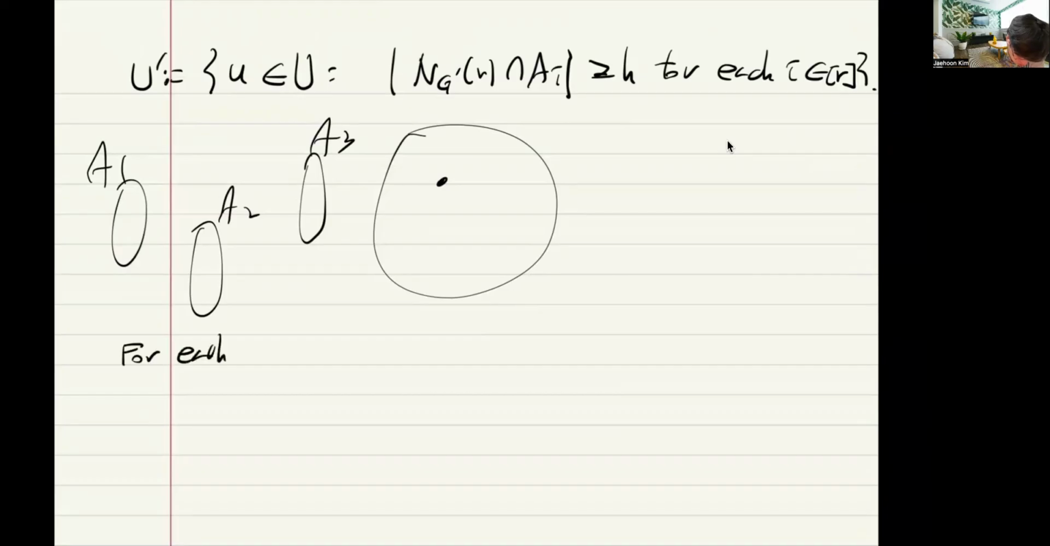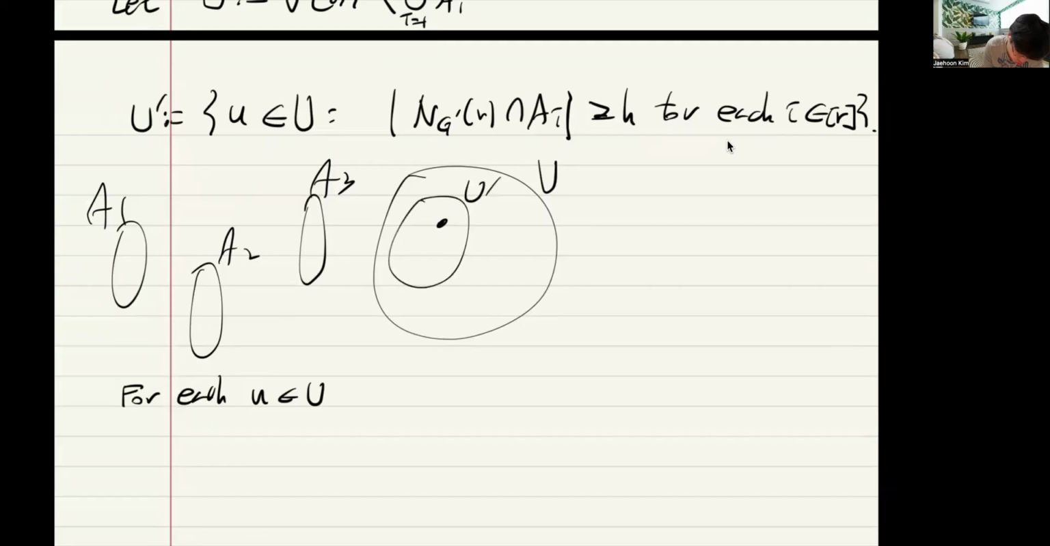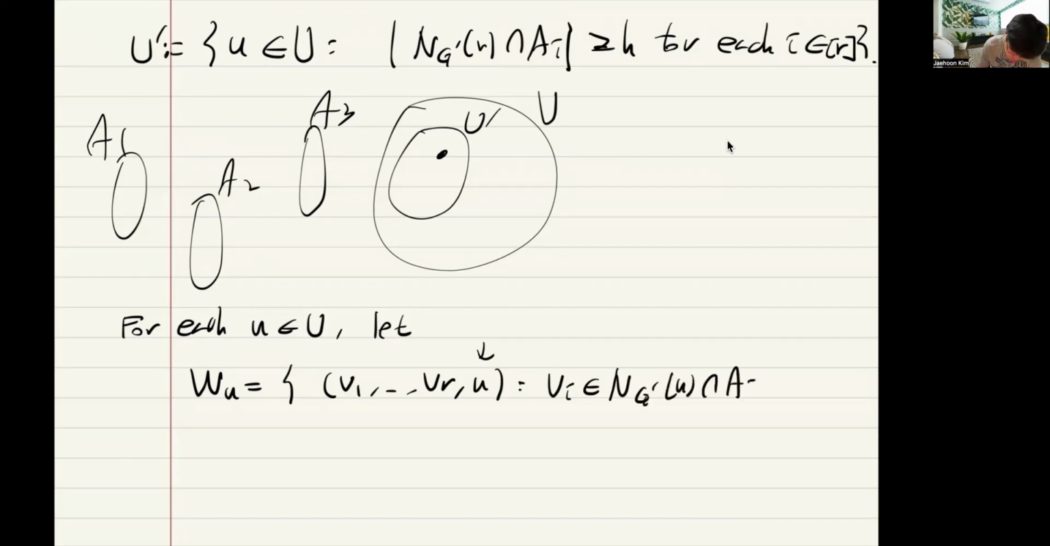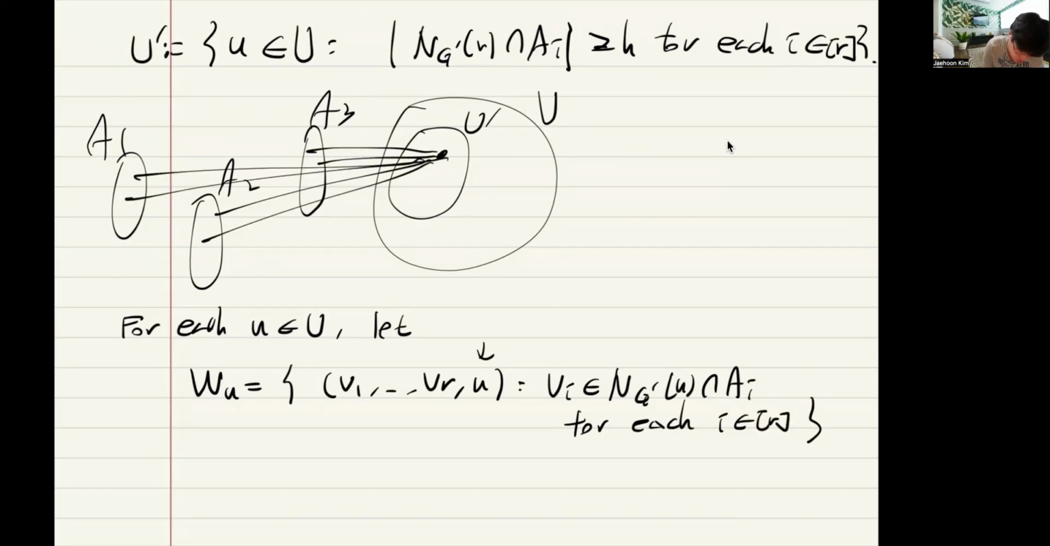To show that, for each U in U prime, let's define it for U. For any U, we define W sub U as the tuple of vertices where the last entry is U. That is, each Vi is a neighbor of U in G prime, and it's also in Ai. So if you take this neighbor and this one, that's a tuple of 4 vertices which lie in W. You do that for other choices too. So you get many of them.